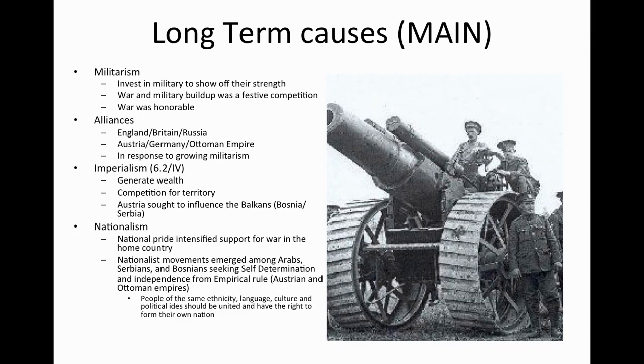So you want to be able to summarize the long-term causes. Well, how did we get to the assassination? And the acronym MAIN is a good way to remember it. So it's militarism, alliances, imperialism, and nationalism. Those are all the main factors.